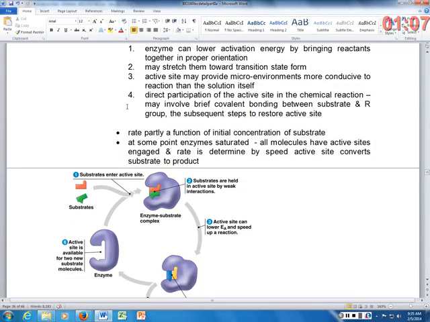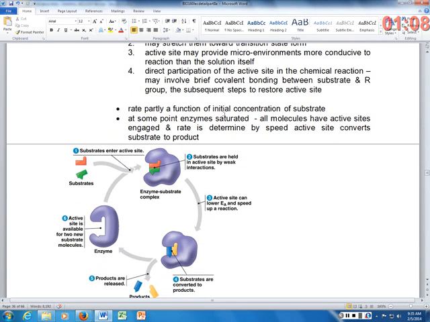It can provide a microenvironment that's more conducive to the reaction than the solution itself. So it may have a microenvironment in there where it changes the pH. It can direct participation of the active site, where it may involve briefly bonding with the substrate and some of the R groups in there, and then it releases it again.